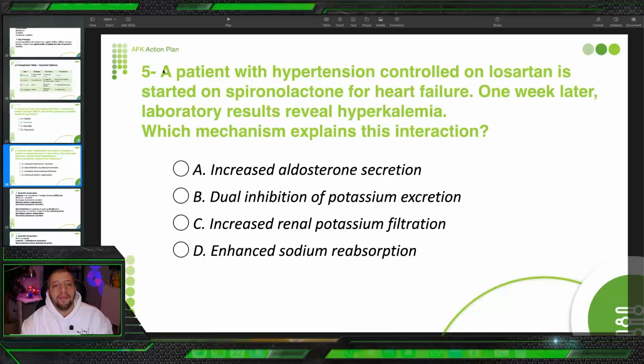Last question for tonight. A patient with hypertension controlled on losartan is started on spironolactone for heart failure. So losartan, this tan is related to ARBs, which is medication to control hypertension. At the same time, the patient has congestive heart failure, so we add spironolactone, which is another diuretic to deal with the heart failure the patient has. One week later, laboratory results reveal hyperkalemia. Okay, what is the reason for this? What mechanism explains this interaction? Increased aldosterone secretion, dual inhibition of potassium excretion, increased renal potassium filtration, enhanced sodium reabsorption.